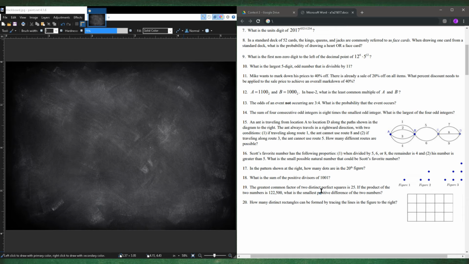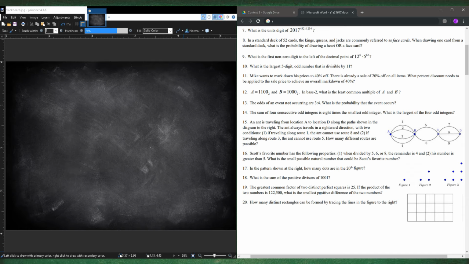16. Scott's favorite number has the following properties. One, when divided by 5, 6, or 8, the remainder is 4. And two, his number is greater than 5. What is the smallest possible natural number that could be Scott's favorite number?